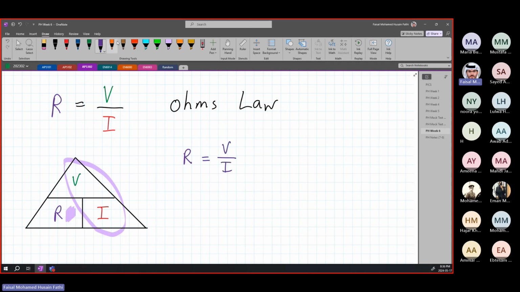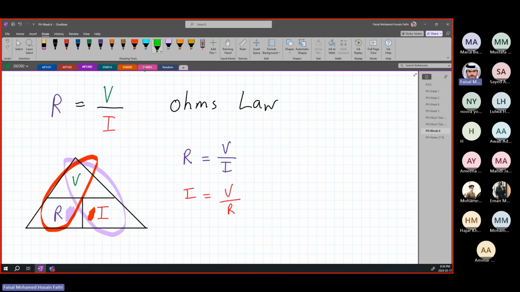Another way of looking at this triangle is, let's look at it from I. So let's say we want to find I. I is V over R from this triangle. V is on top and R is at the bottom. So I is equal to V over R. It's just a way of rearranging the equation easily. That's all it is.